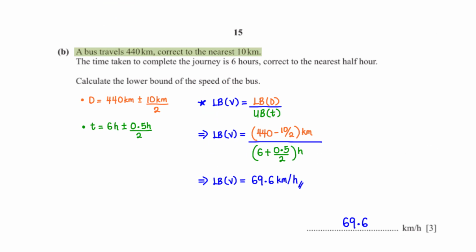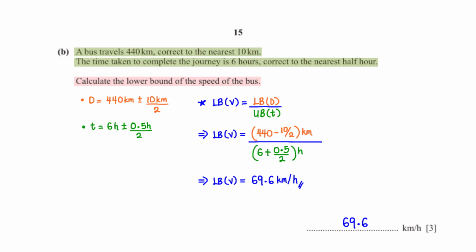A bus travels 440 kilometers, correct to the nearest 10 kilometers. The time taken to complete the journey is 6 hours, correct to the nearest half hour. Calculate the lower bound of the speed of the bus.